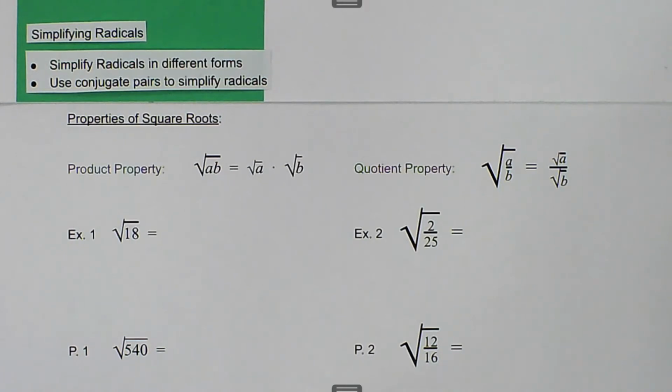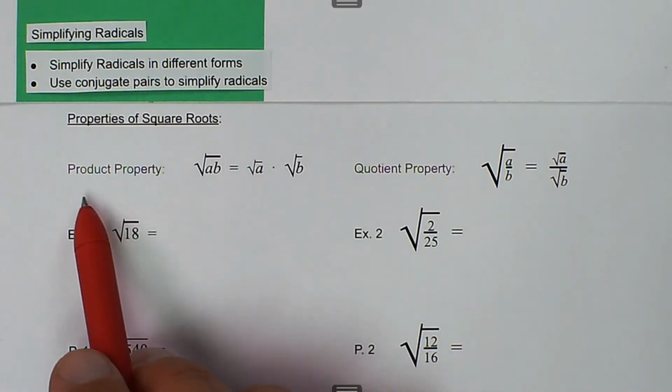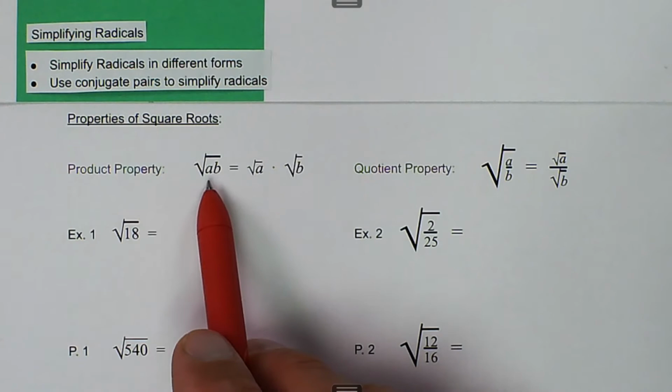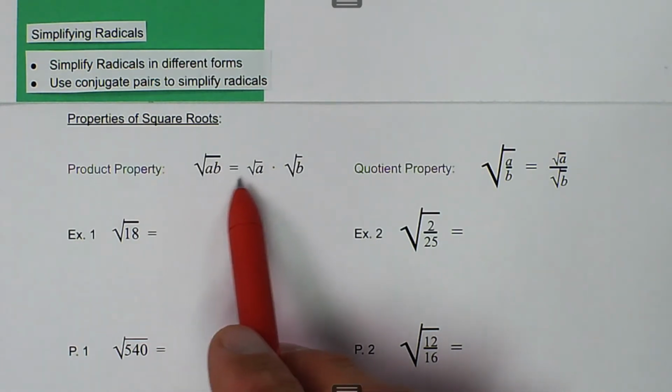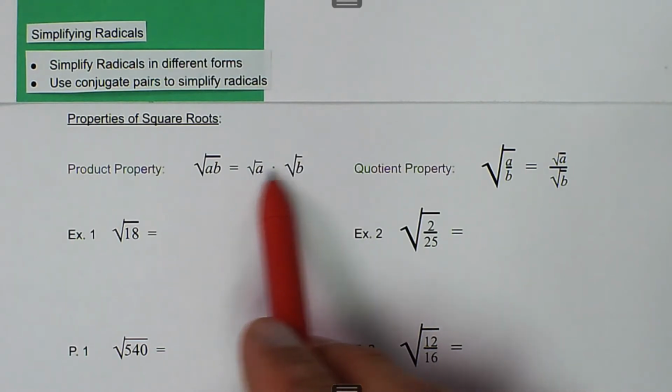We are talking about simplifying radicals, and we want to simplify radicals in different forms. Some properties of square roots. The product property says that if you have a product joined under the radical, it would be the same thing as splitting those products up under two different radicals.